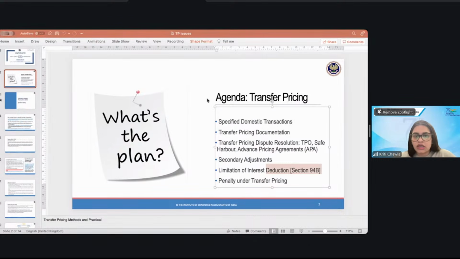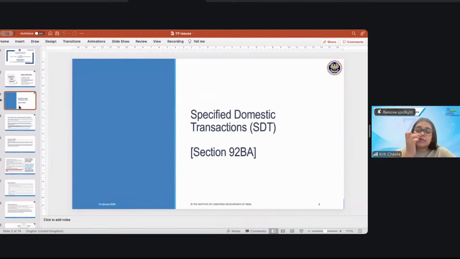Okay, great. Let's get started with the first concept for today, which is called specified domestic transactions. This is section 92BA of the Income Tax Act 1961. Can you tell me what section 92 says? This is 92BA. What does section 92 say? Anyone who remembers? Very basic. It says something that you can just put in one word also.